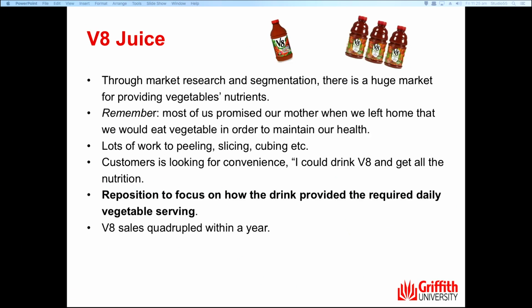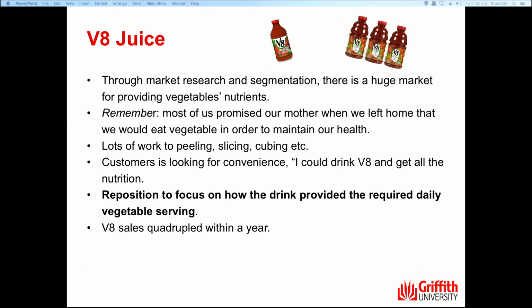So the managers went back and had a discussion. They looked at what the real problem actually was, and they found a niche. Through market research, segmentation, and a clear problem definition, they found there was a huge market for providing vegetable nutrients. Remember that most of us, when we were young, promised our mother when we left home that we would eat vegetables to maintain our health. But eating vegetables is a lot of work: peeling, slicing, cubing, and so on. So customers are looking for convenience. I could drink V8 and get all the nutrition.